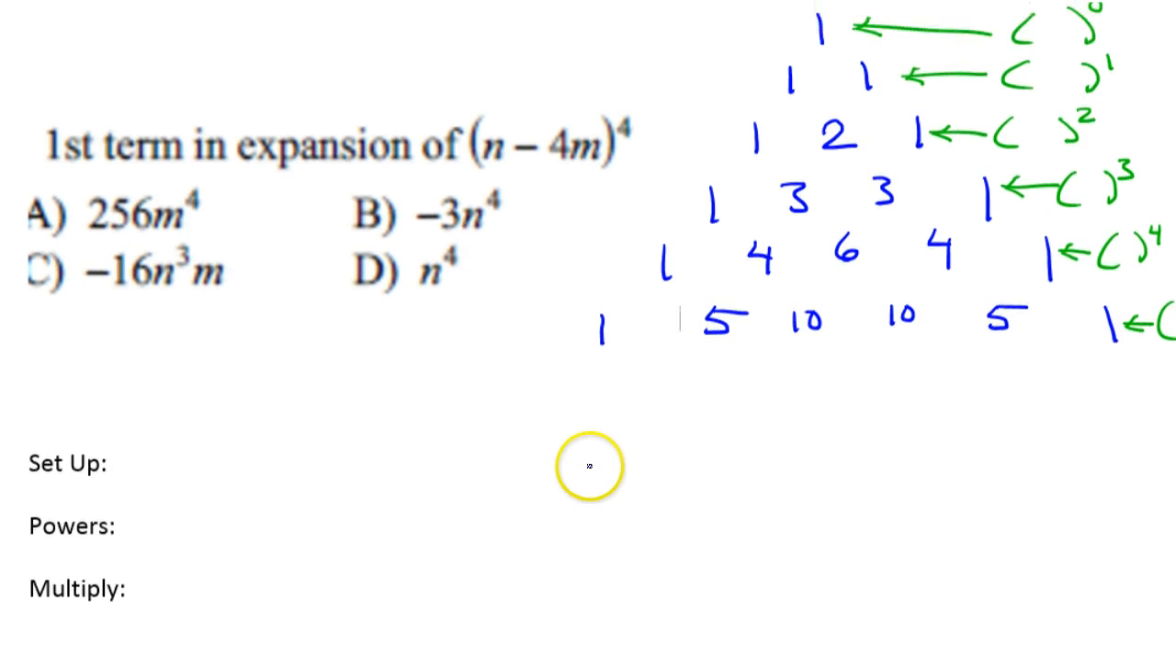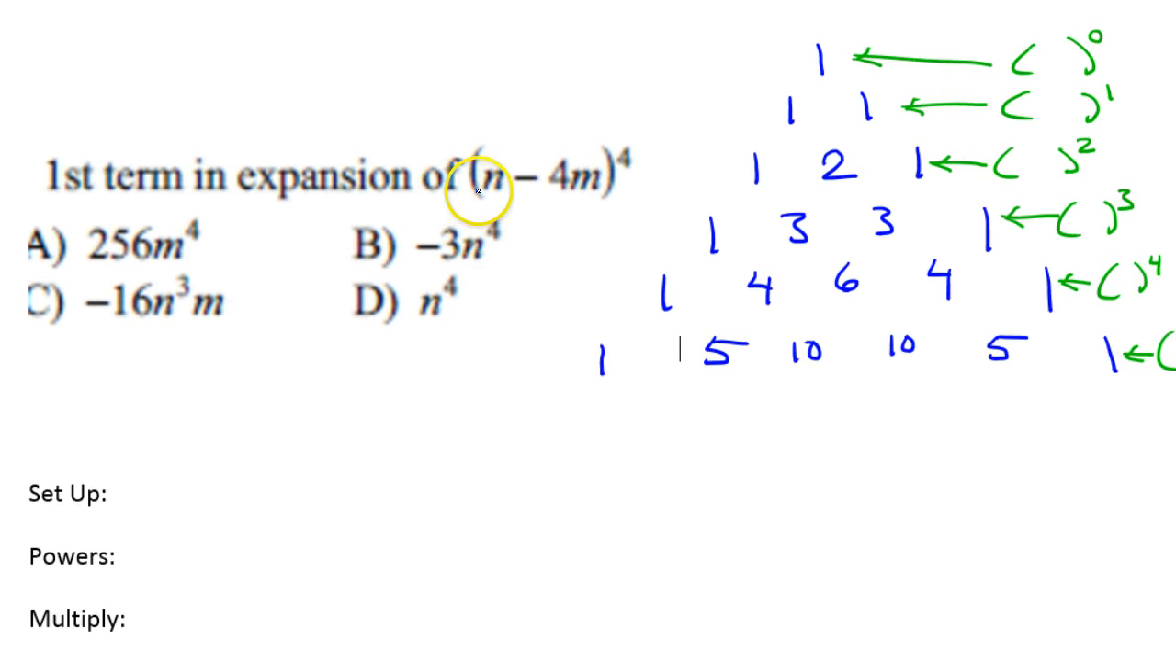Alright, in this video we are going to expand this binomial using Pascal's triangle. Since it is to the fourth power, then we are going to use this row 1, 4, 6, 4, 1 for the coefficients. So we're going to do this in 3 steps. We're going to set it up, we're going to do the powers, and then we're going to multiply. Do not skip any of those steps.